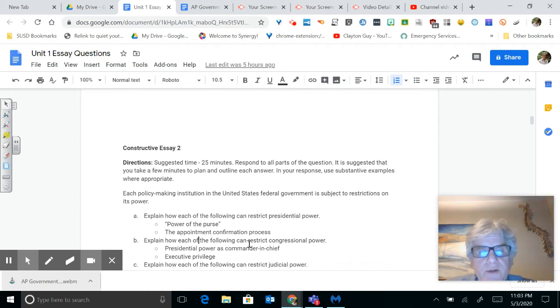Each policy-making institution in the United States federal government is subject to restrictions on its powers. So explain how each of the following can restrict presidential power: power of the purse, and appointment and confirmation power. The president has the power to be commander-in-chief and send troops overseas. Congress can say no. They don't have to declare war, but they can say to the president, look, I'm not going to do this. We have the power of the purse. We have the power to fund this. So Congress can restrict presidential power by limiting the money for that war.